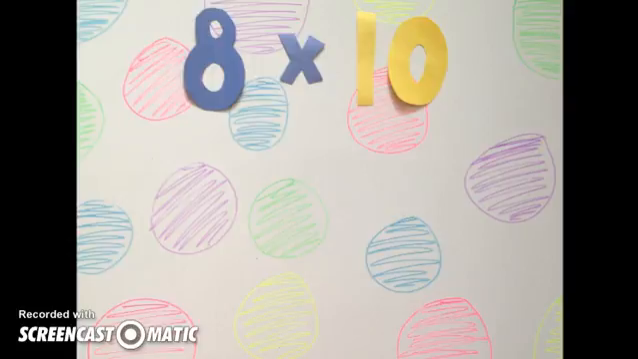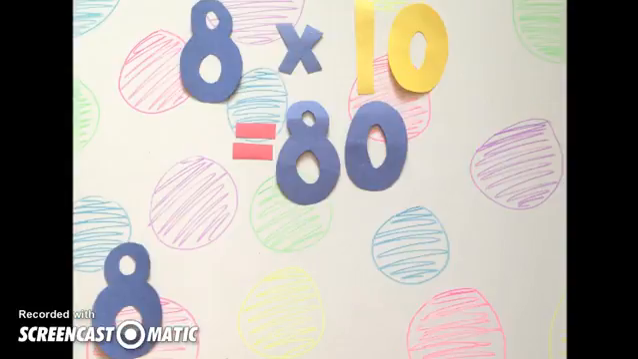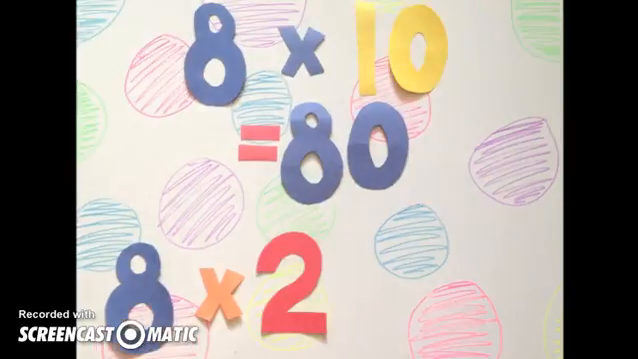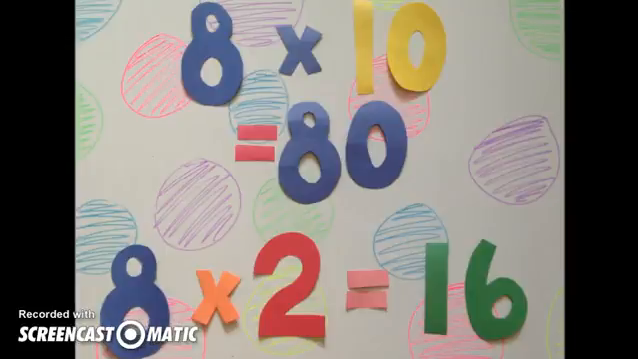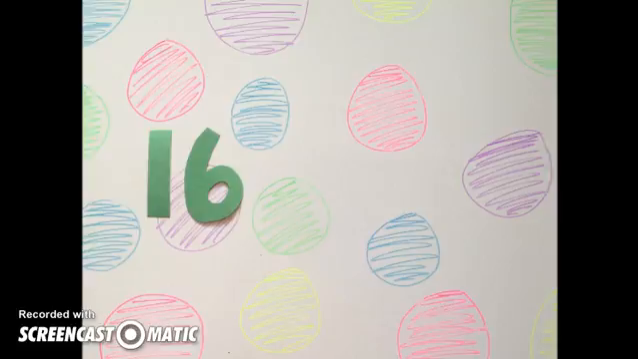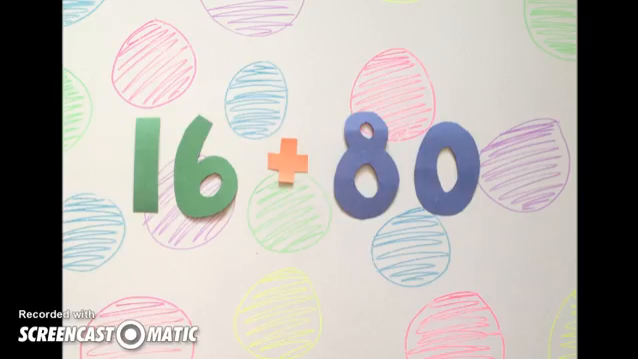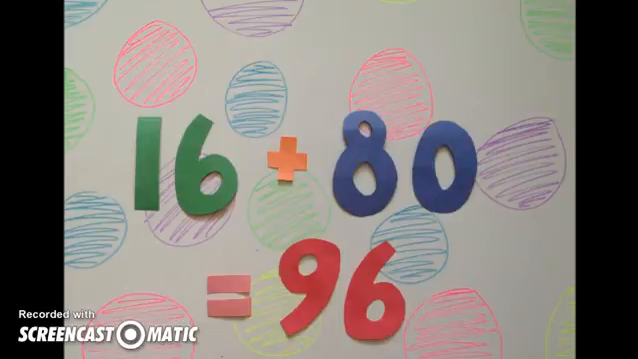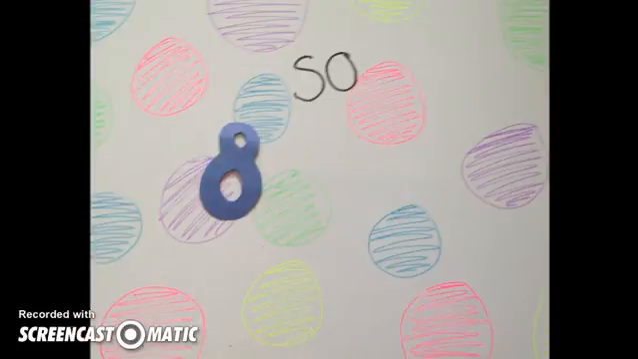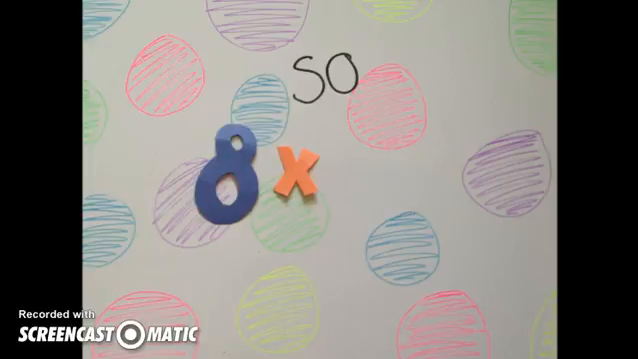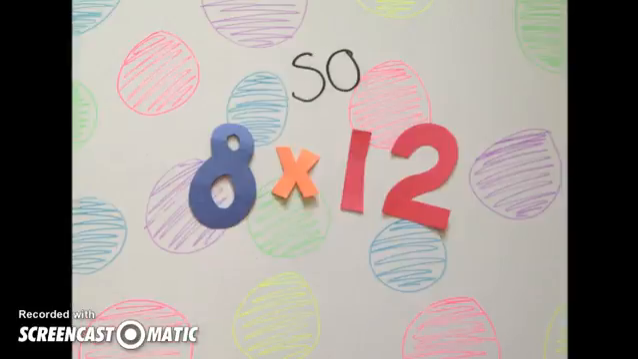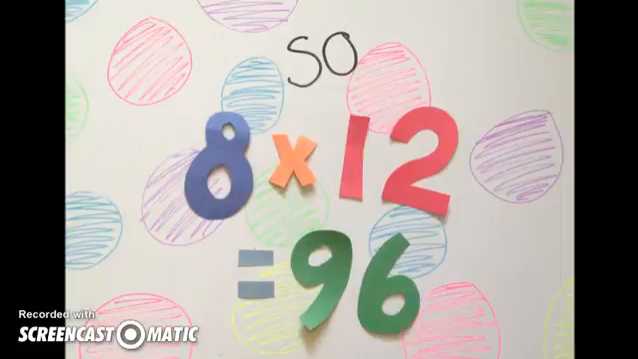So 8 times 10 is 80. 8 times 2 is 16. This means that 8 times 12 is equal to 96. Let's do some more practice with our new tricks. Please answer the questions below as they appear.